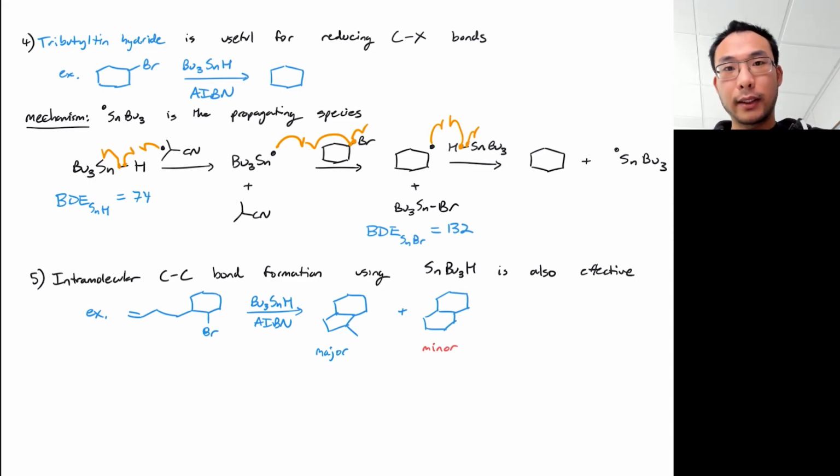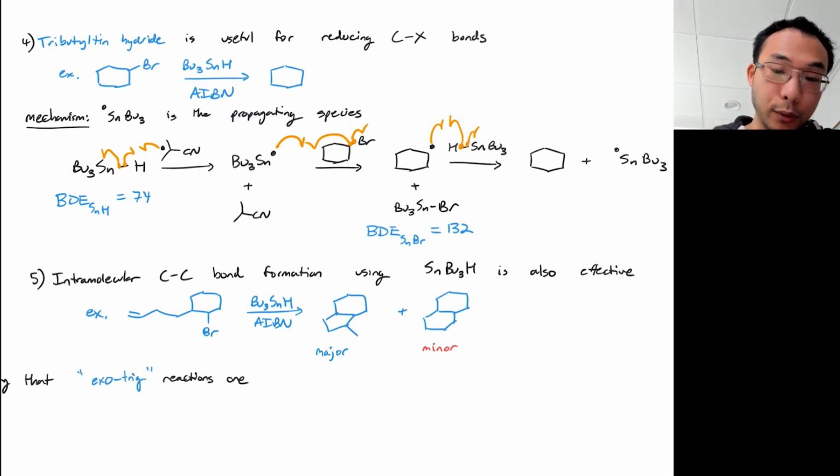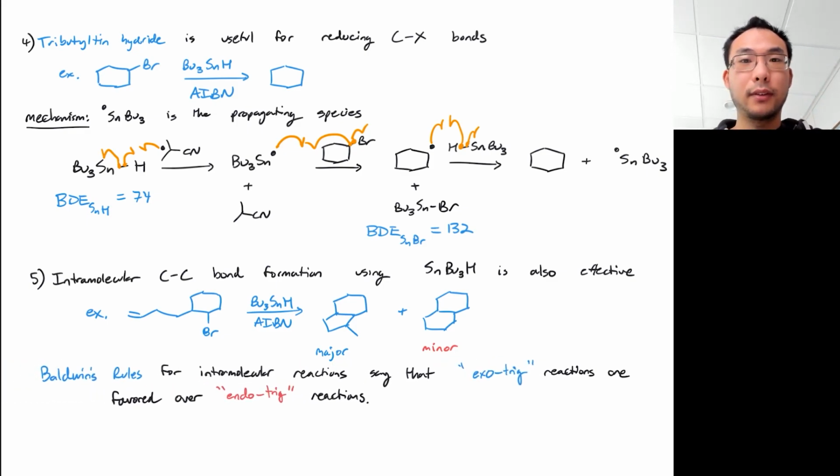Turns out that there's a nice set of guidelines called Baldwin's rules that can help us at least determine maybe which one of these cyclizations is favored or not. The way this works is a little bit more complicated, and so you can see the supplementary video for a little bit more detail on Baldwin's rules. But in general, this is all you really need to know, which is that the exo-trig reaction is favored over an endo-trig reaction. So of course you don't know what that means yet, so let me explain that.